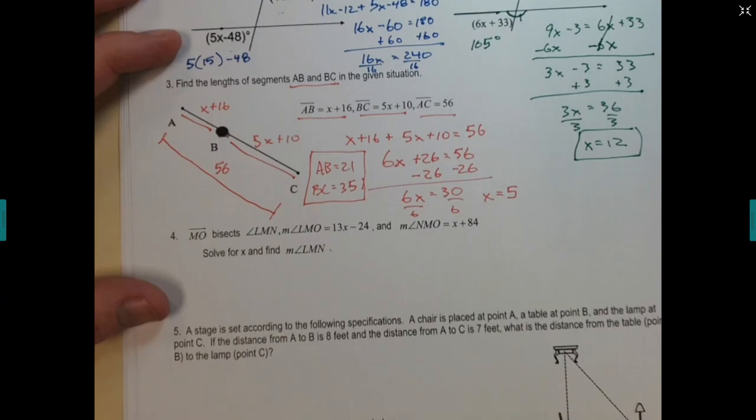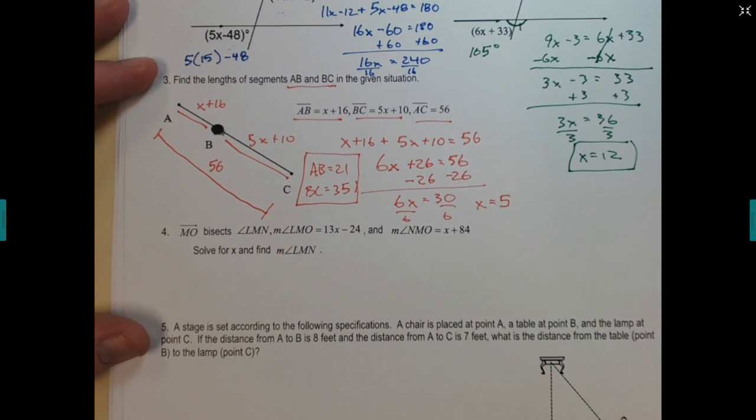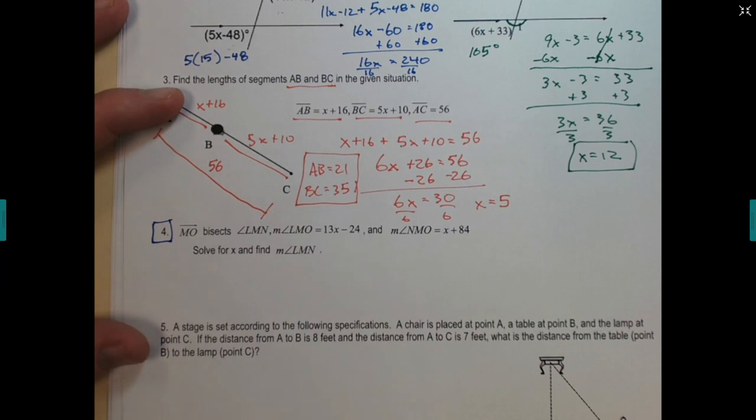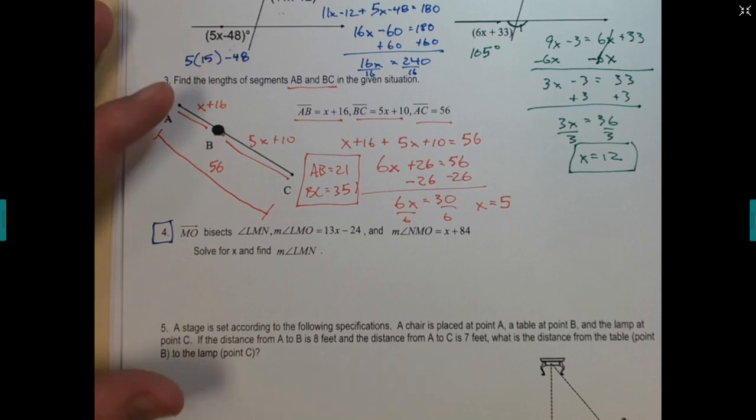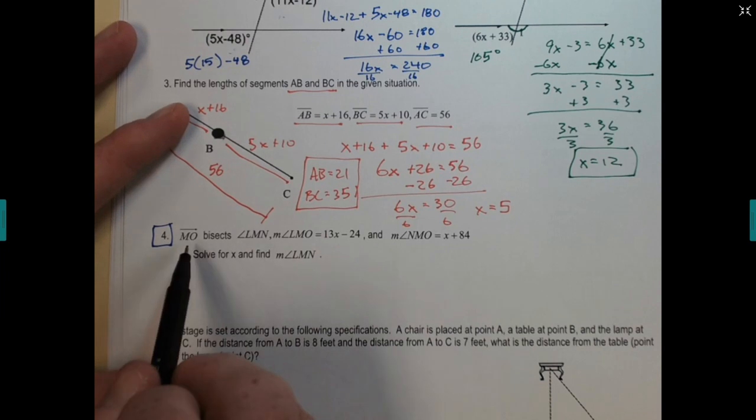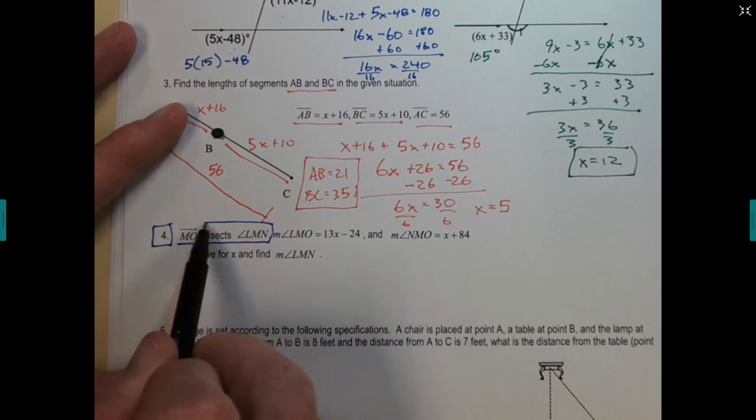Now, I will tell you, problem 4 is straight off of the exam. Problem 4, big deal. Because we've had a picture up until now, and we don't have a picture. If you don't draw a picture, you're going to be out of luck on problem 4. We need to be able to draw this.